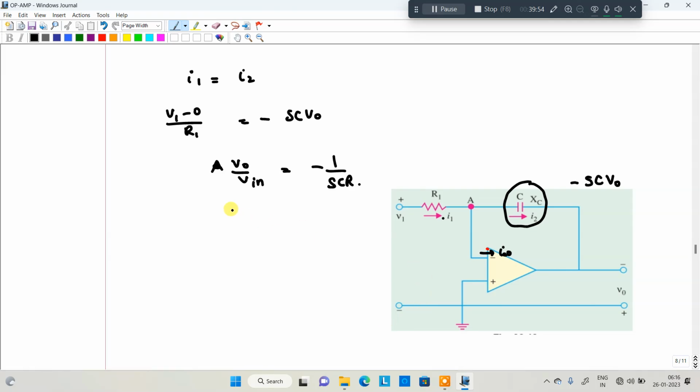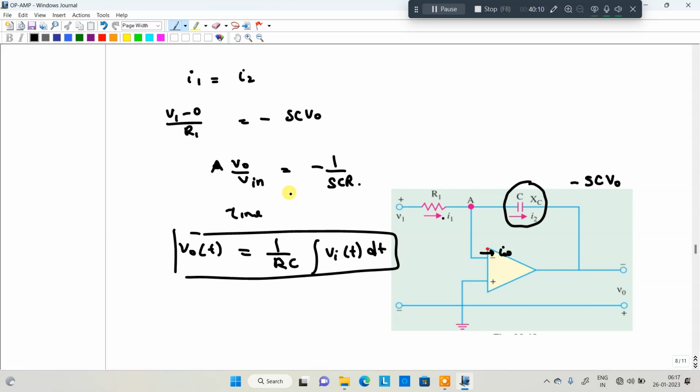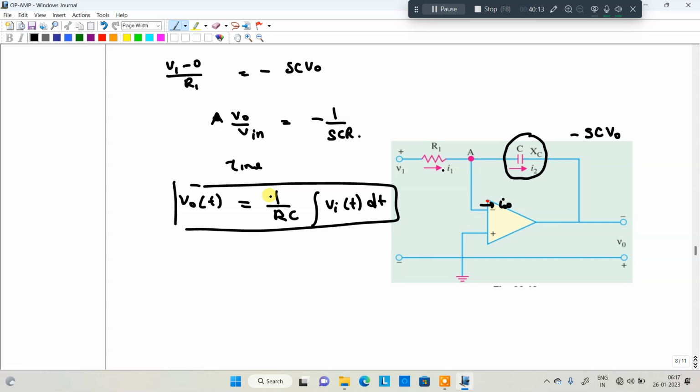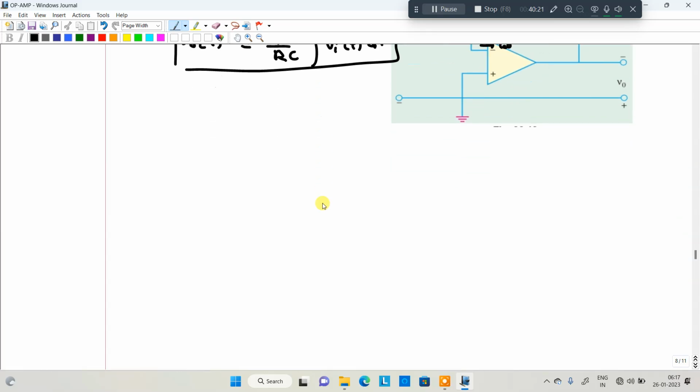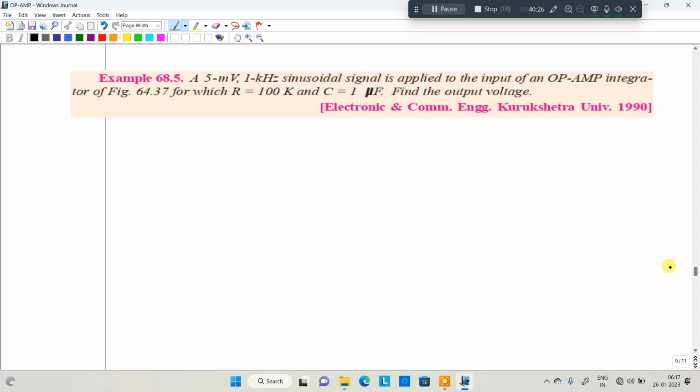Otherwise, in case of time domain, V0 is equal to 1 by RC, or CR, integration of V of t into dt. So this is the output voltage you may expect for the input. That means that the output is the integral of the input with the help of one constant, 1 by RC. Okay, so this is about the integrator. Next we are moving to the differentiator. Before moving to the differentiator, we'll look at one problem related to the integrator.